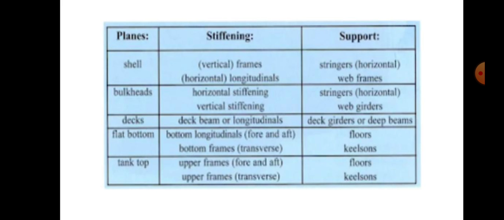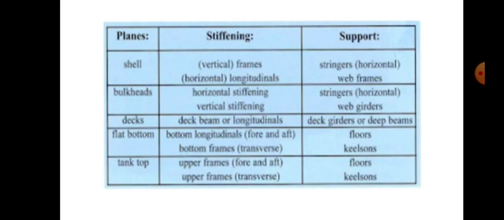Plates, stiffening and support. For the shell, we can say vertically it is frames and horizontally it is longitudinals. The supports are stringers and web frames. For a bulkhead, there will be horizontal stiffening and vertical stiffening. Support will be stringers or web frames.